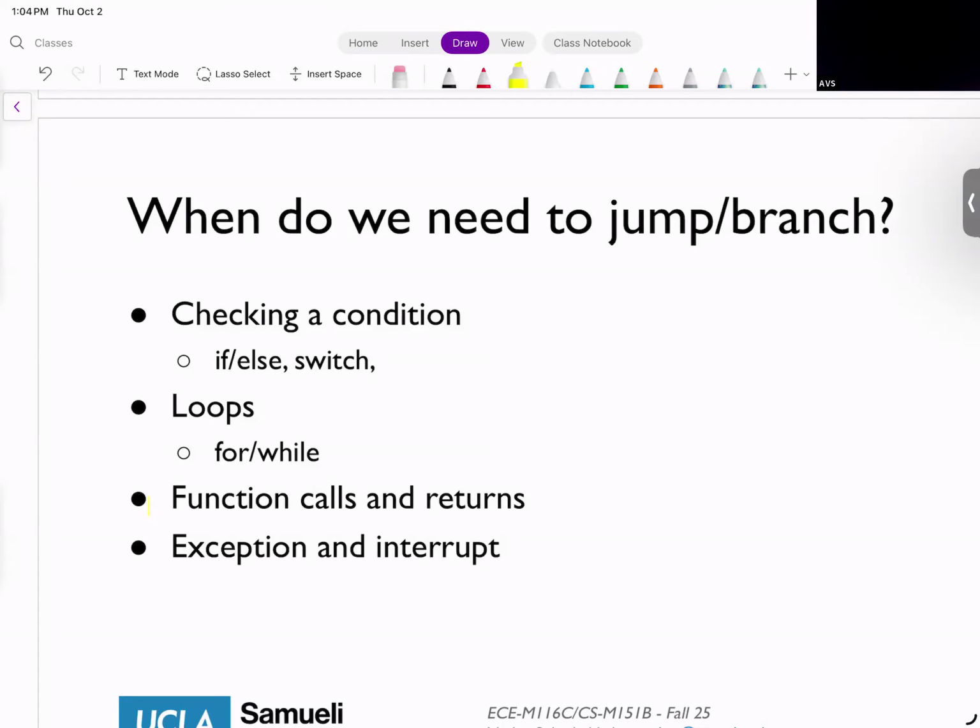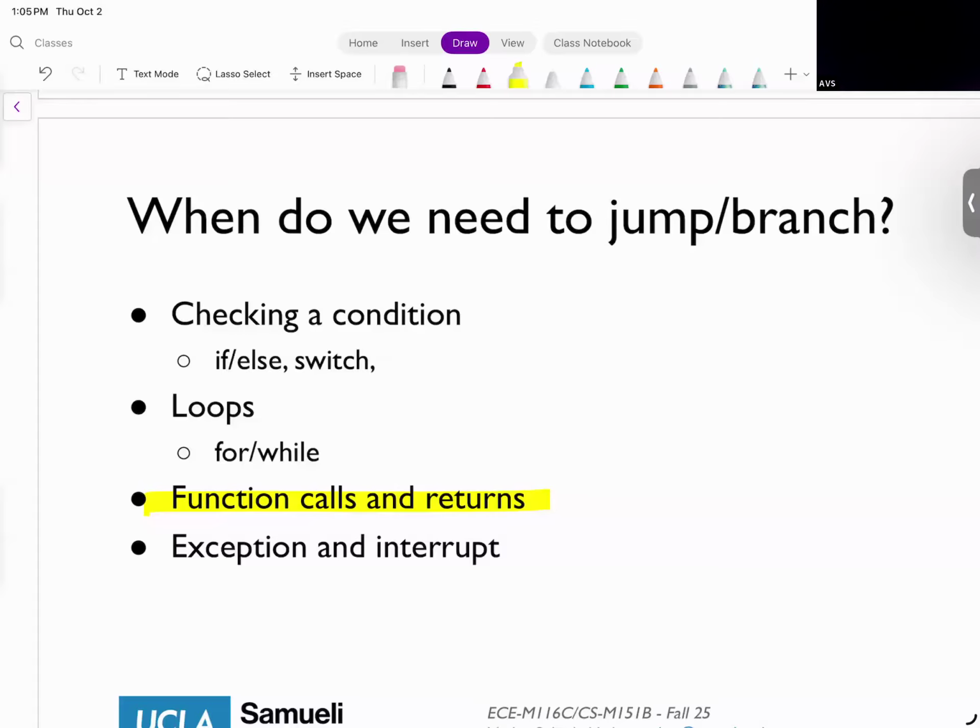Another scenario where you definitely need to jump over things is when you have function calls and function returns. Your function might be stored somewhere very different in memory than where, for example, the current routine is. So for example, let's say you start from the main function, and at some point you need to call a function. That function might be stored in a different place in your memory. So you need to basically change the PC to point to the beginning of that function. And the same story for return. When you're done with that function, you need to go back to where you were before. So again, you need to manipulate your PC to go back to where you were.